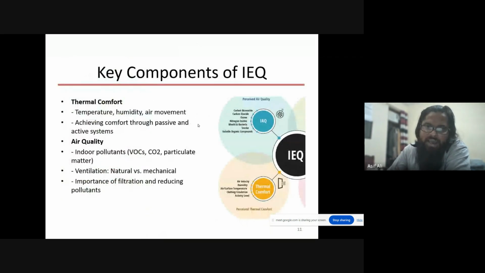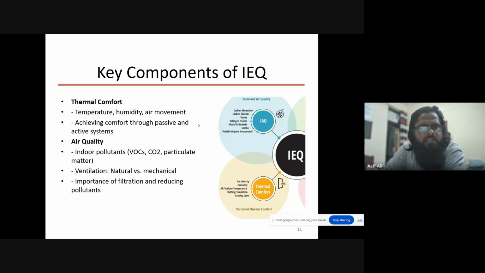Okay. So as I told you, there are four components of indoor air quality: the thermal comfort, meaning the spaces and the building should be comfortable in terms of temperature, in terms of humidity, and in terms of air movement. And that can be achieved both ways. Both ways means by passive means or active means. Active means depending on the mechanical system, electrical system like a fan or air conditioning system. And passive means naturally.